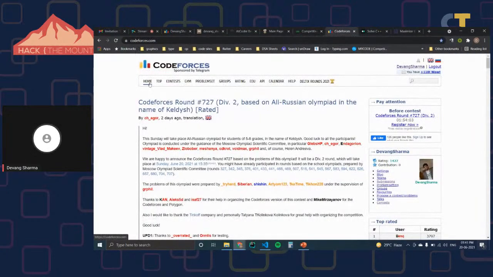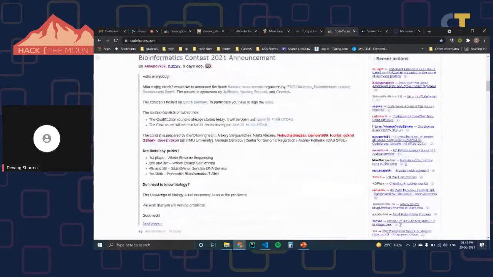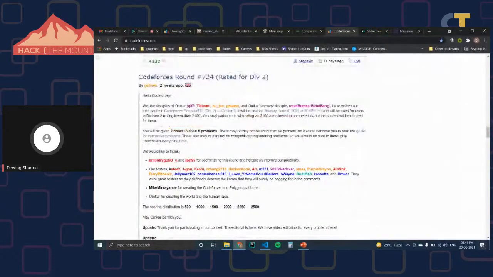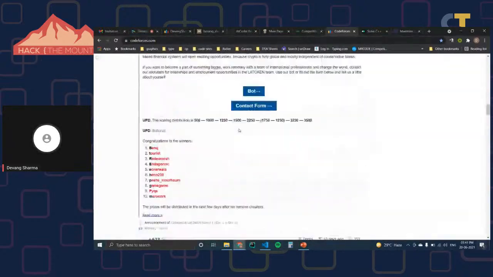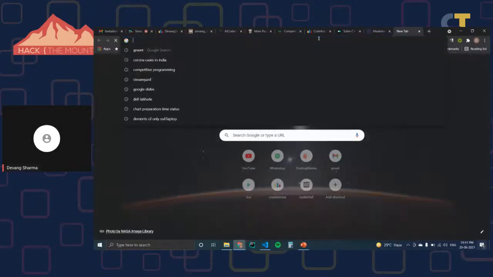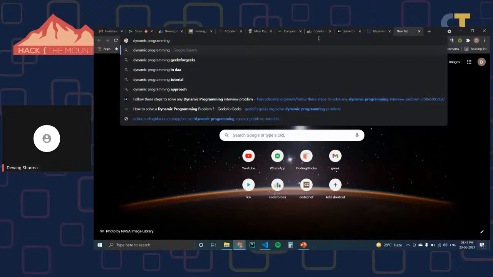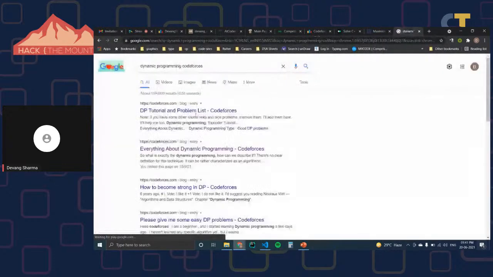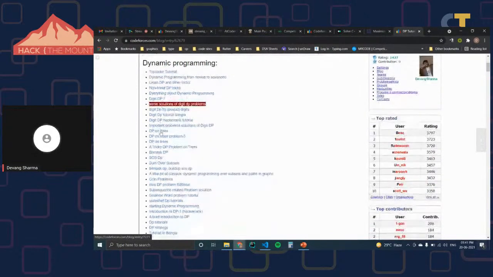And also, apart from this, on Codeforces you have some blogs here. You can check out the blogs of your interest, like if you want to know more about time limit exceeded, there is also a good section. You can also head on to this section and search on Google, like Codeforces blog on dynamic programming. So here you can see there is a Codeforces blog on a DP tutorial and problem list. There are some problems of DP, and you can use these things.